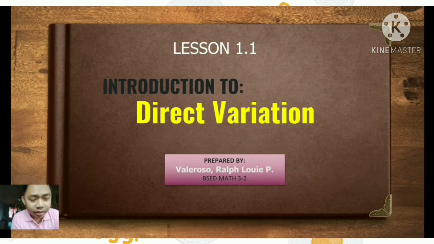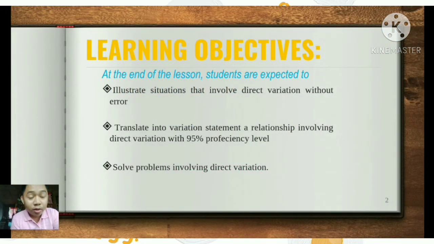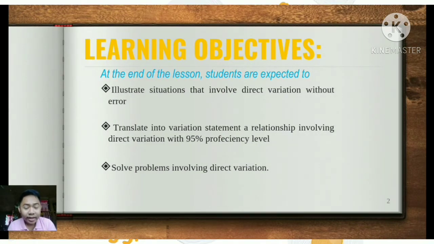But before we delve into this topic, let's get to know first our learning objectives so that we will be provided with a clear purpose on which to focus in learning this lesson. So at the end of the lesson, you will be able to illustrate situations that involve direct variation without error, translate into variation statement a relationship involving direct variation with 95% proficiency level, and solve problems involving direct variation. I'll expect this from you, students, okay?